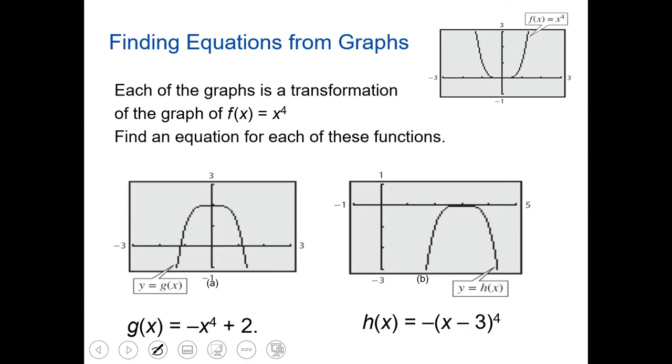Here are 2 examples. So the parent function is up at the top right. Then I give you 2 graphs, and I ask you, what are those equations? So over on the graph on the left, compared to the original, the graph is clearly facing upside down, and the vertex is moved up 2 units. So how do you say a reflection over the x-axis? That's the negative out front, and then up 2 units.